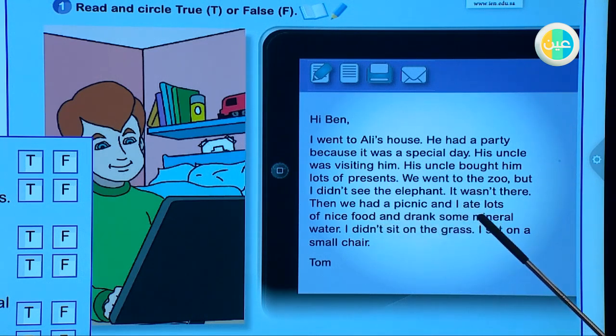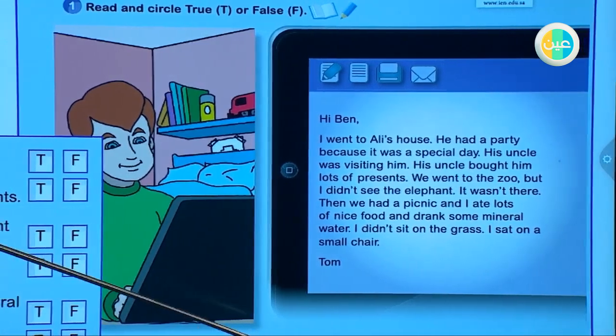And I ate lots of nice food, and drank some mineral water. I didn't sit. Did not sit, because this is a negative form. On the grass. I sat, again an irregular verb, on a small chair. Okay? That's very good. Let's do the true, false sentences together.